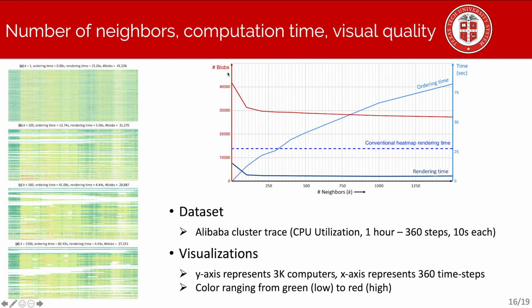So you can see from here, the red one is the number of blobs, while the blue one represents time. When we increase the number of neighbors, the ordering time increases sharply, while the number of blobs reduces slowly, and at some point it does not reduce anymore. So the rendering time is also reduced, but at some points it will not reduce anymore because the number of blobs is not reducing. We can also see that the rendering time for the ContiMap approach is much lower than the rendering time for the conventional approach. Therefore, selecting k in this case is important.